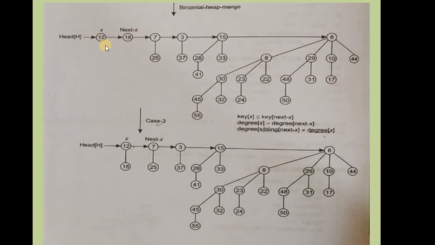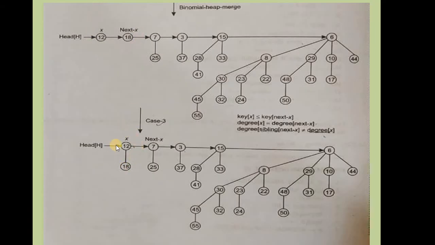So you can see here 12 and 18 are of the same degree. So we need to link them, comparing the key of 12 and the key of 18. We can see the key of 12 is smaller. So this will remain the root and the other one will become the left child of this. So you can see here this is 12 and 18 becomes the left child of this. So this is how we have linked these two same degree binomial trees.